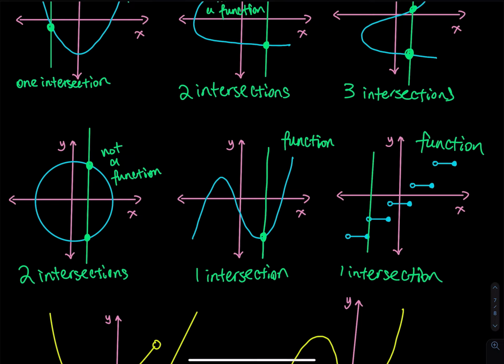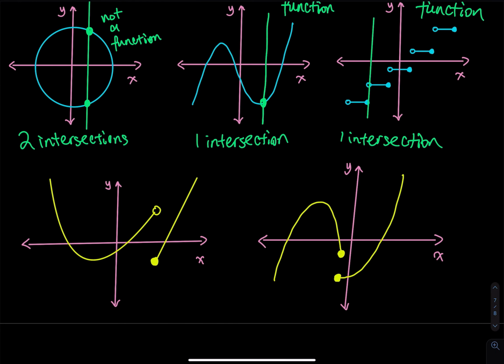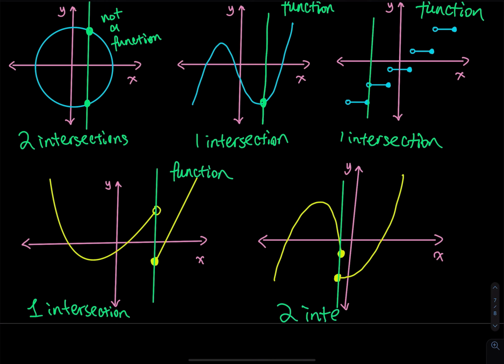All right, moving on to the last 2 graphs. I have a piecewise function. So how about this? How many intersections right here? And then this one, how many? The answer is, this is 1 intersection, because the open circle doesn't count. So this is a function. But the other one is not. This is 2 intersections, so that means this is not a function.